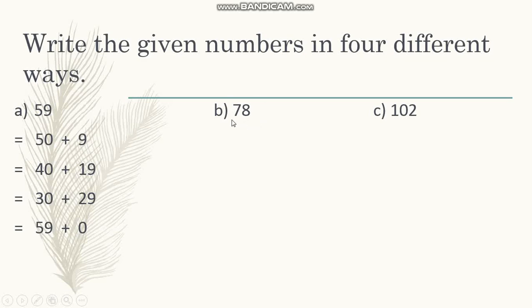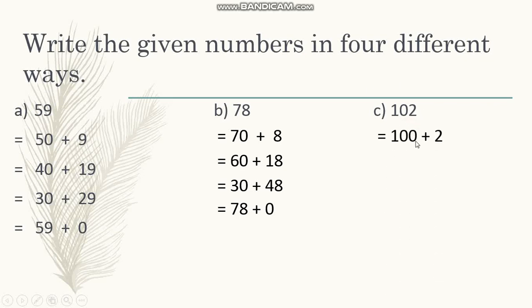Next is 78. So expand it the way you are speaking, 78. So 70 plus 8. Now from 70, first I am taking 10 and this 10 I am giving to the 8. So 8 becomes 18 and 70 becomes 60. So 60 plus 18. This is your second way. Now the third way is from 70 I am taking 40, and giving it to the 8. So 8 becomes 48 and from 70 I take 40. So remaining how many? 30. So next is 30 plus 48. And last is the same as I already explained to you. We have to add 0. So 78 plus 0.